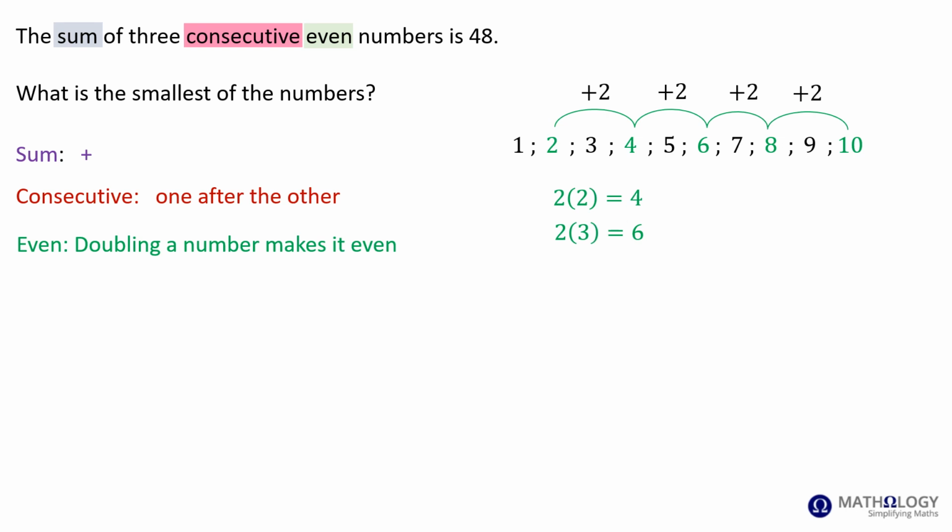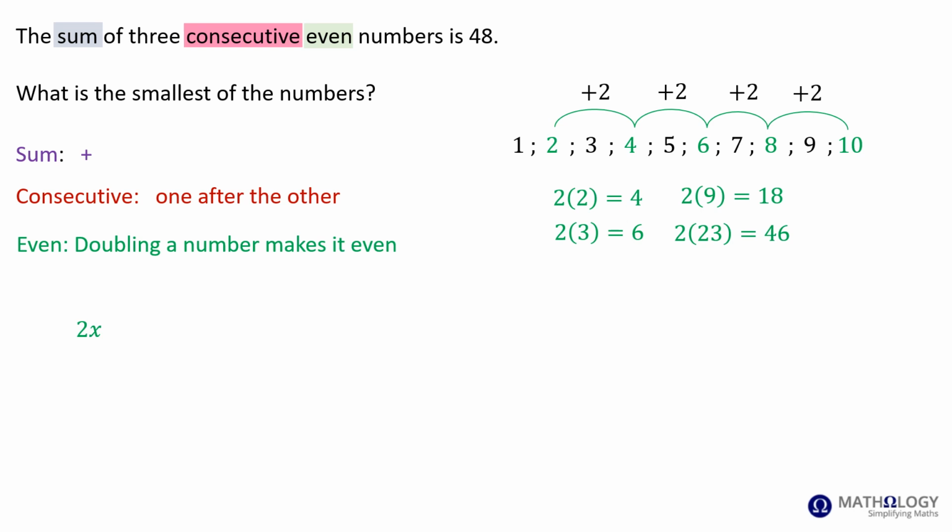2 times 3 is 6. 2 times 9 equals 18. 2 times 23 equals 46, etc. So, if we take any number, let's call it x, and double it, we will get an even number. Thus, an algebraic expression for an even number is given by 2x.